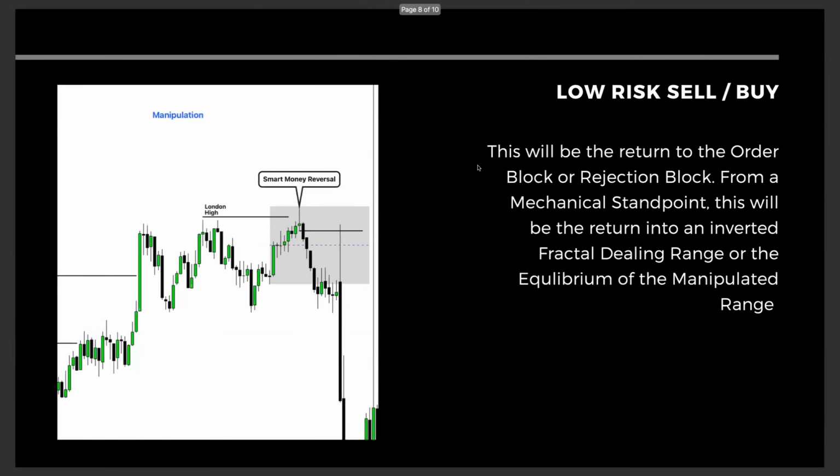Now here we have the low risk sell. The low risk sell will be either the return to the order block or rejection block. From a mechanical standpoint, this will be the return into an inverted fractal dealing range or the equilibrium of the manipulated range. And as you can see, I've drawn it out over here. This is where you would take a sell, stops above the smart money reversal, and your take profit is up to you. Obviously, take profit will be stacked liquidity on the sell side, right?